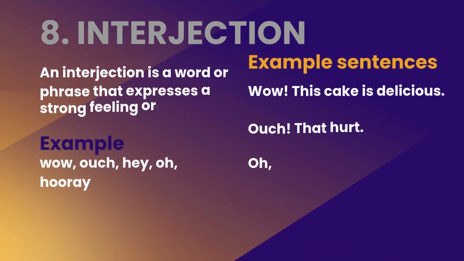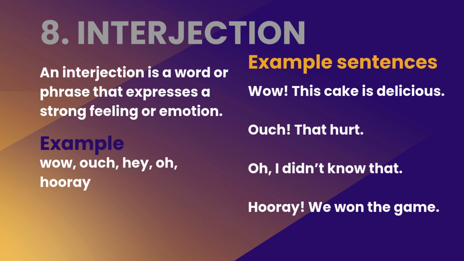Finally, we have interjections. These are words or short phrases that express sudden or strong emotions. For example, wow, this cake is delicious, shows surprise and excitement. Interjections are often followed by an exclamation mark. They can also express pain, like ouch, that hurt. Celebration can be expressed with words like hooray, we won the game.